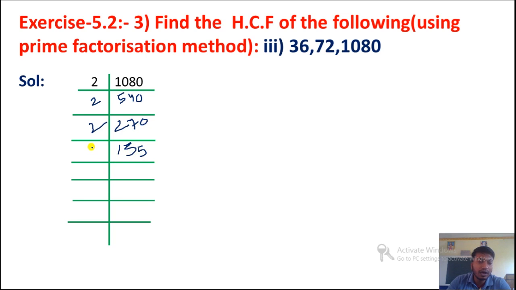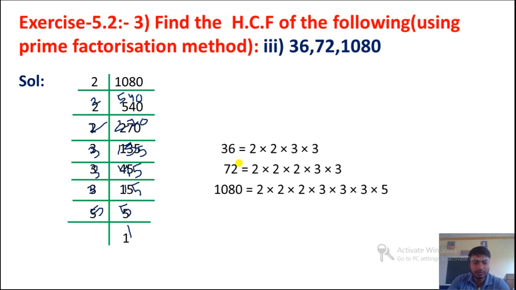We got 135. Now it will go by 3. 3 fours are 12. 1 left, 1 5 15. 3 fives are 15. Again it will go by 3. 3 ones are 3. 1 left, 1 5 15. 3 fives are 15. Again it will go by 3. 3 fives are 15. Now it will go by the next prime number, which is 5. 5 ones are 5. Clear? Understood?